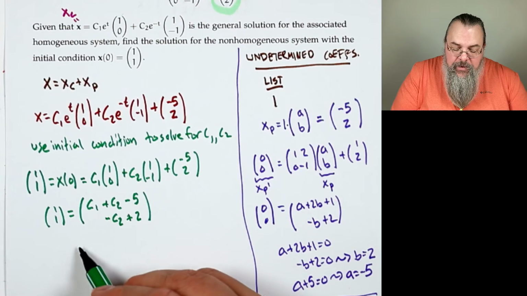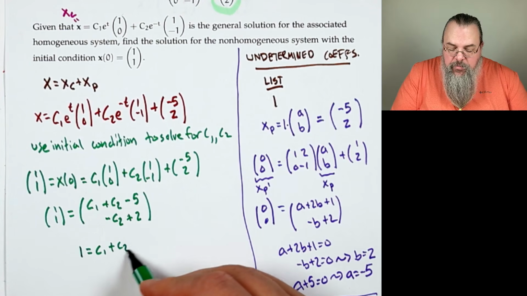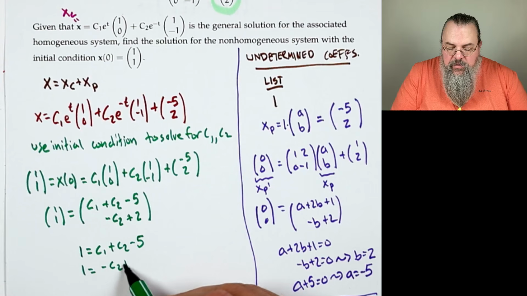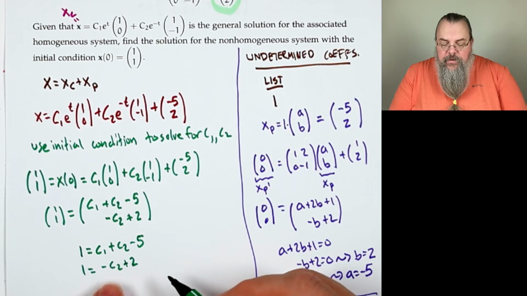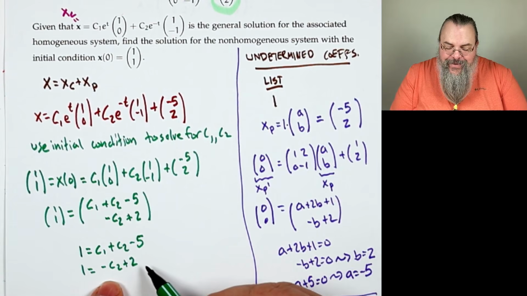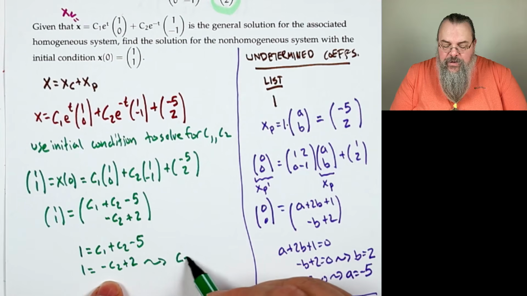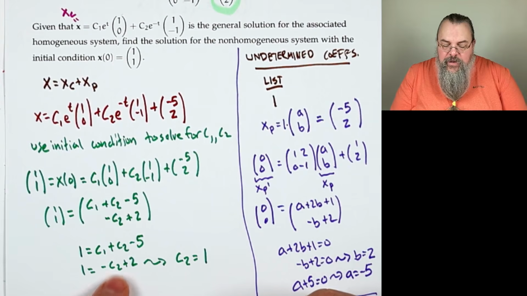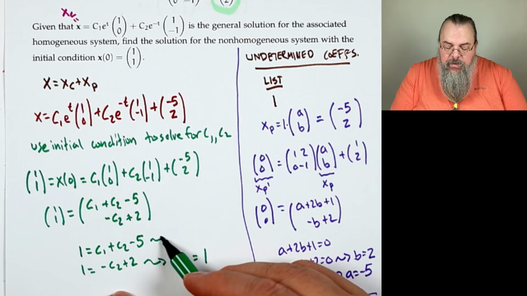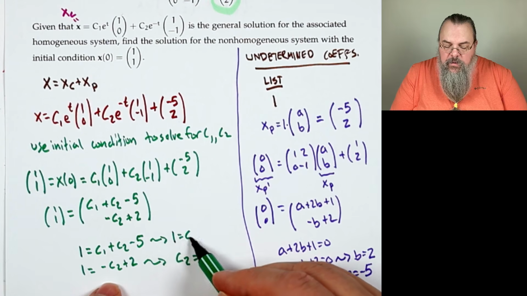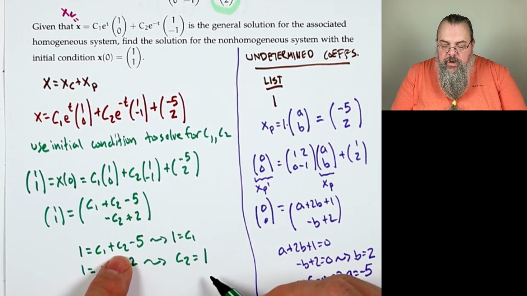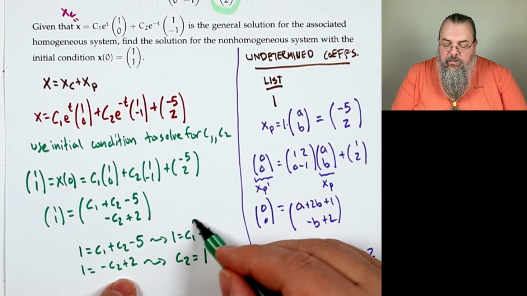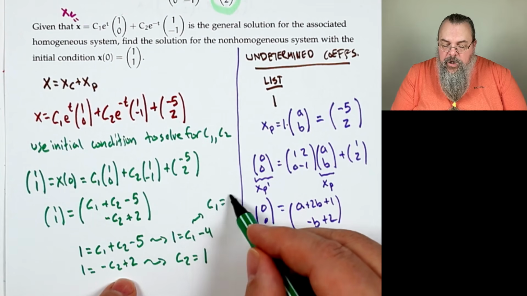And what do we have? We have that 1 needs to equal C1 plus C2 minus 5, and 1 needs to equal minus C2 plus 2. This second equation is pretty quick to solve. C2 better be 1. Now that we know C2, we can update the first equation. We get 1 is equal to C1, plus 1 and minus 5, which makes minus 4. And that tells us C1 better be 5.